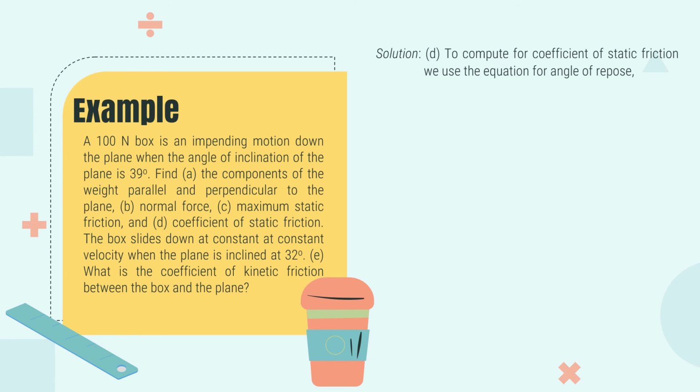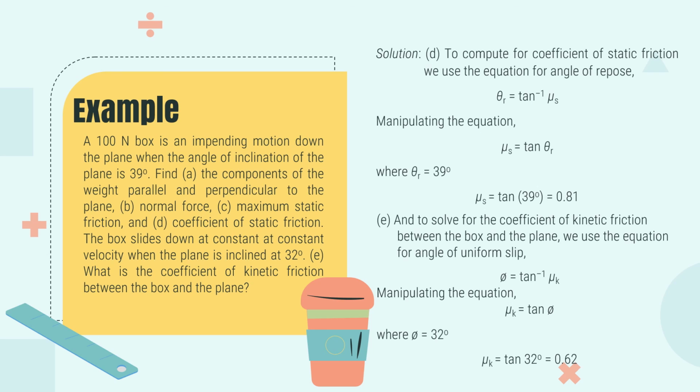For problem D, to compute the coefficient of static friction, we use the equation for the angle of repose, which is theta sub r is equal to inverse tan mu sub s. Manipulating this equation, we have mu sub s is equal to tan theta sub r, where theta sub r is 39 degrees. We now have mu sub s is equal to tan 39 degrees, which is 0.8100.